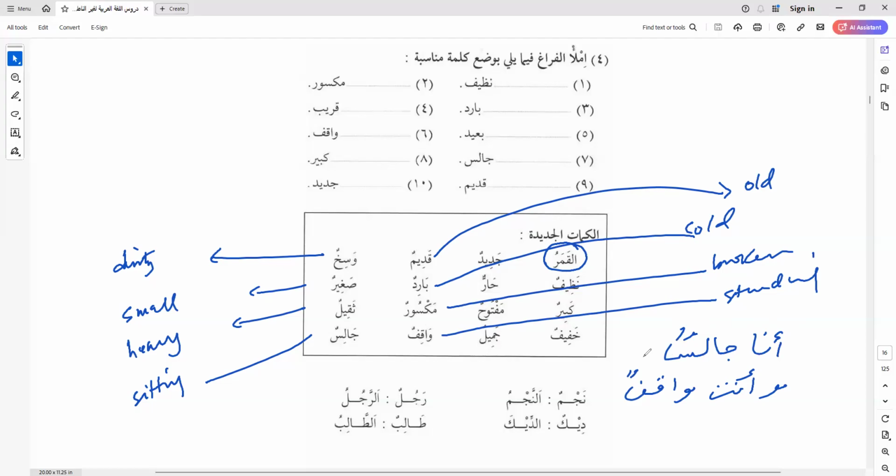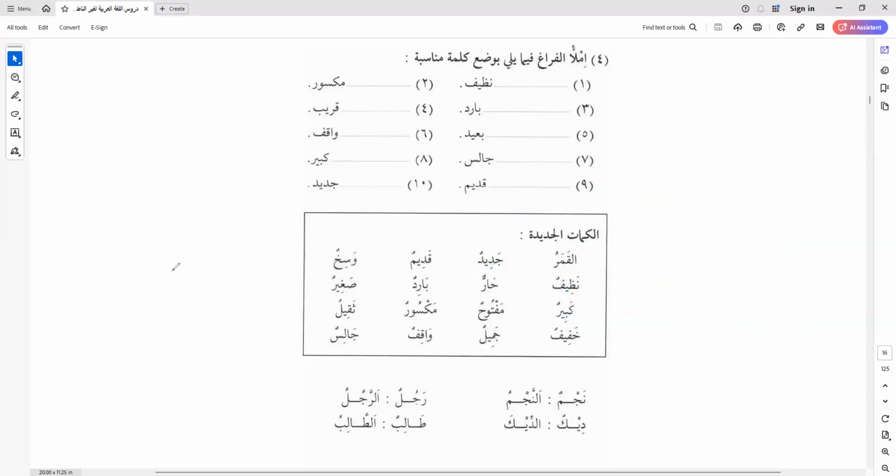So these are the new words that we need to master for lesson 3, section 1. So we're going to end here, inshallah. In our subsequent one, the one coming up, we're going to finish up with more of this.